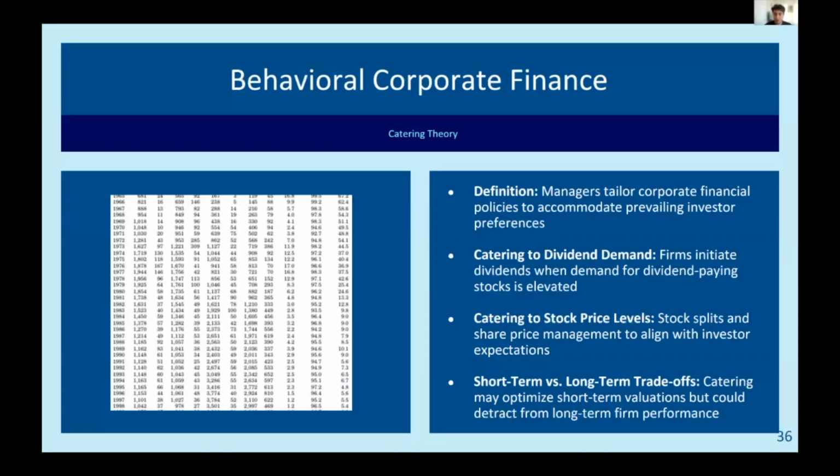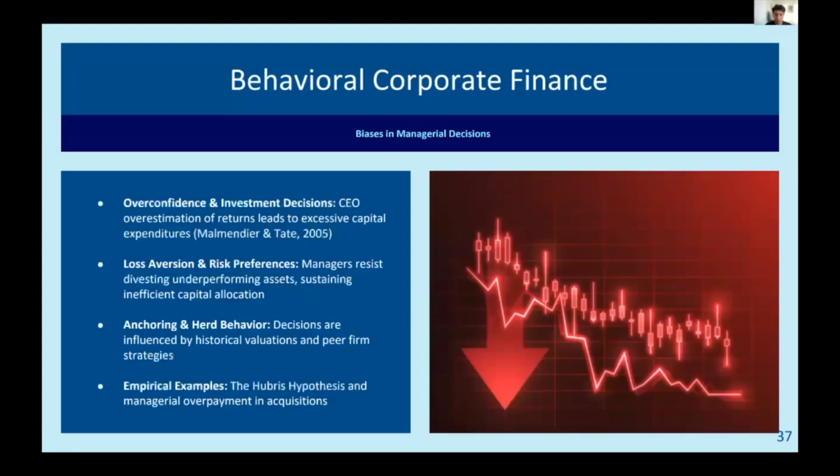For example, when dividend-paying stocks are in high demand, firms may introduce or increase dividends, even if reinvesting those funds would generate higher returns. Likewise, companies may use stock splits to keep prices in a range that appeal to retail investors. While these actions boost short-term stock performance, they don't necessarily create long-term value and may reflect managerial optimism.